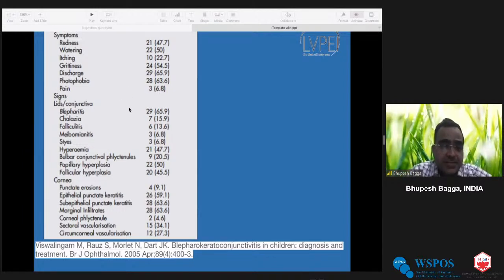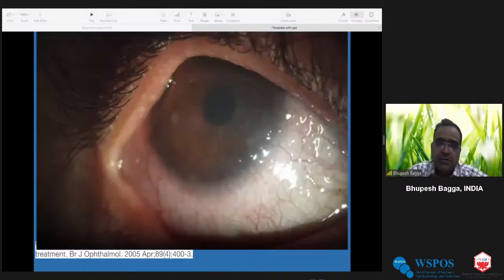Sign wise, the most common important sign is meibomitis or blepharitis, followed by corneal signs. If you stain them, they'll start having marginal infiltrates or subepithelial lesions or punctate staining. So if you combine these three or four, you come to a diagnosis that this kid is having blepharokeratoconjunctivitis and you need to find the cause of that.